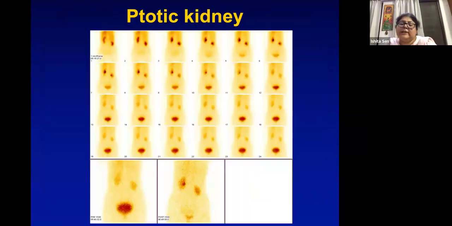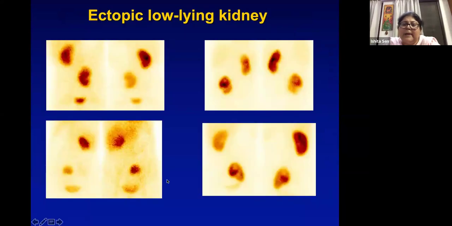You have a ptotic kidney. So this is again a patient who has a floating kidney. So when the patient stands up, the kidney goes down. So this is a ptotic kidney. And you have these ectopic low-lying kidneys which are lying at the pelvic brim. So this is an ectopic kidney which has also a malrotated kidney.